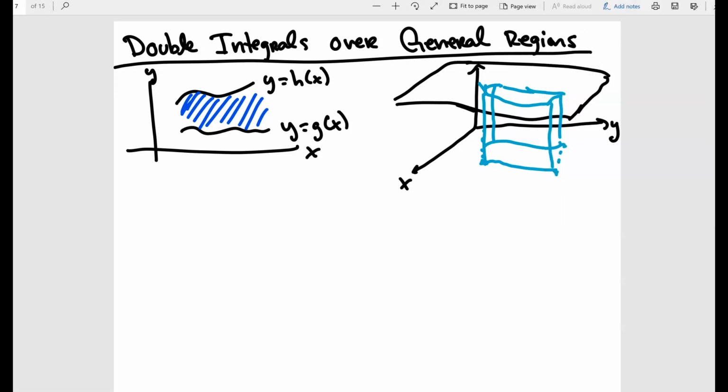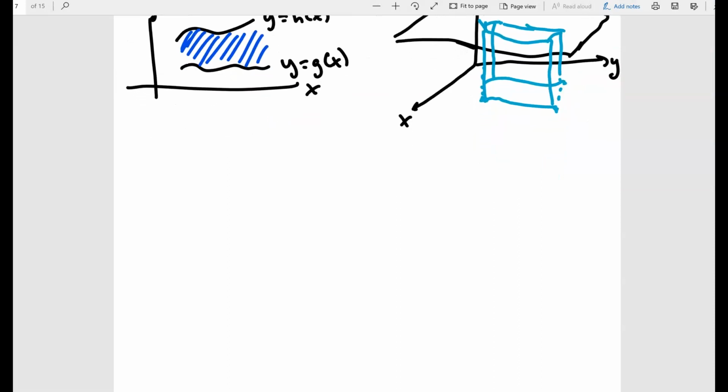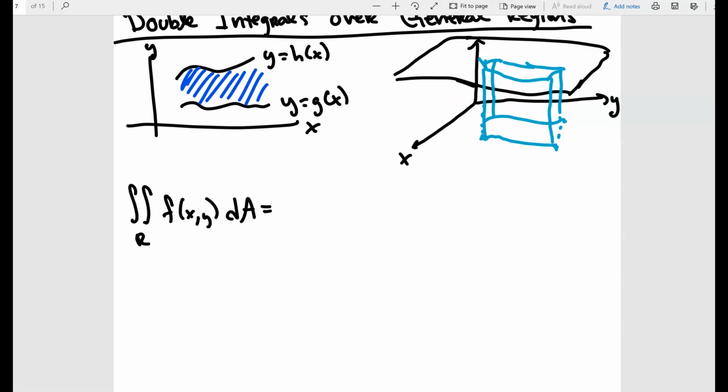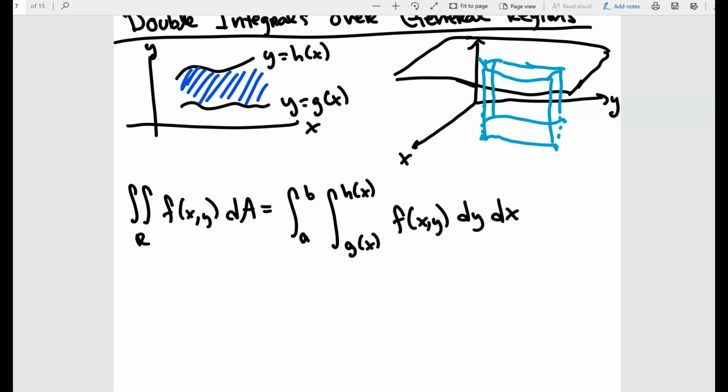One way to do it is the double integral over the region R of f of x comma y dA. This can be done using the following: the integral from a to b, the integral from g of x all the way to h of x of f of x comma y dy dx. Now, why is it that way? A couple things.